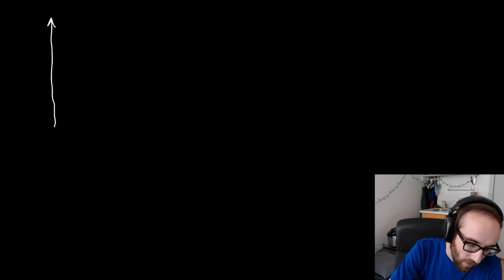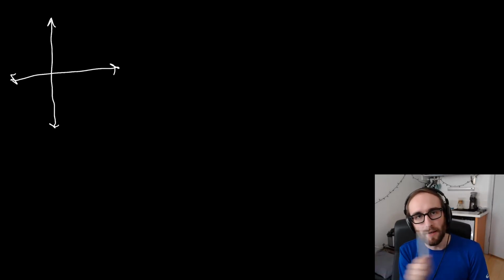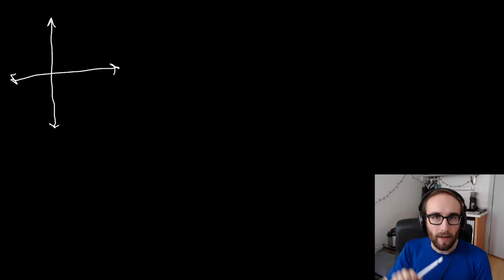Next, I want to take a quick look at some graphs. So to find the domain and range on a graph, what we want to look at is the set of numbers from left to right and the set of numbers up and down that our graph covers or goes over.